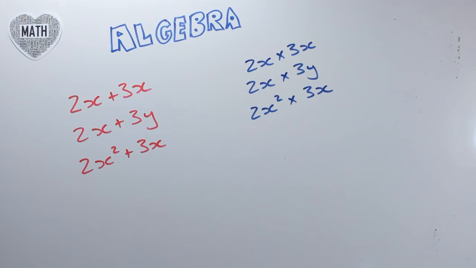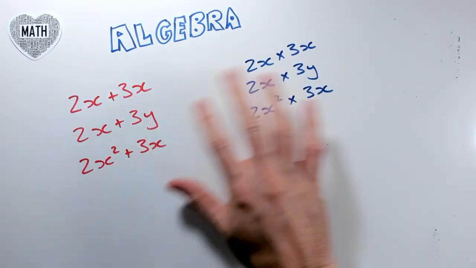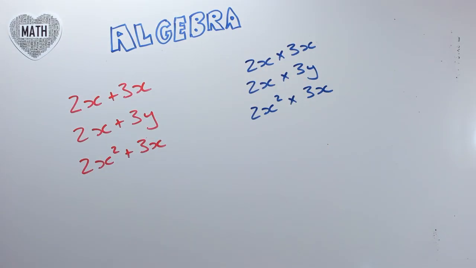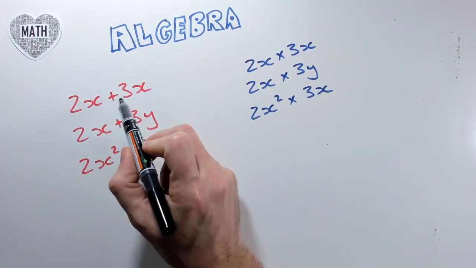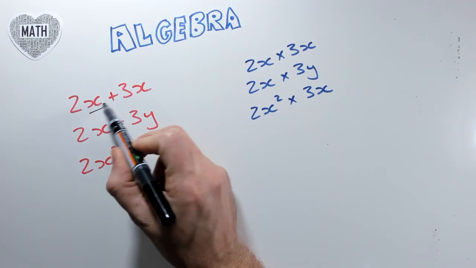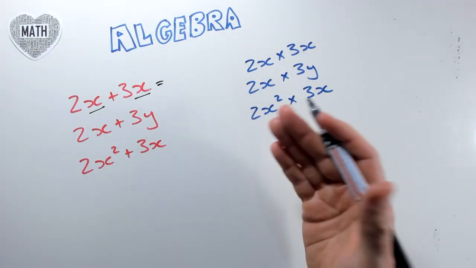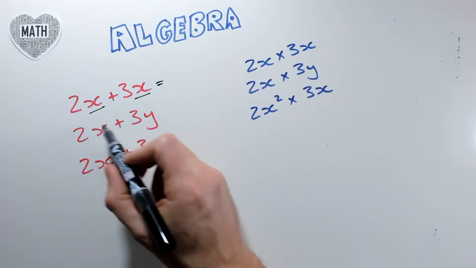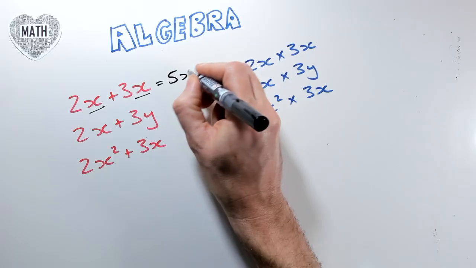In this video, I want to compare addition and multiplication when it comes to algebra, and what we can and can't do with variables. In the first example, I have 2x plus 3x, and these are like terms. Both are x's, so just like 1 million plus 1 million is 2 million, or 1 apple plus 1 apple is 2 apples, in this case 2x plus 3x, I can add them together and say that's 5x.